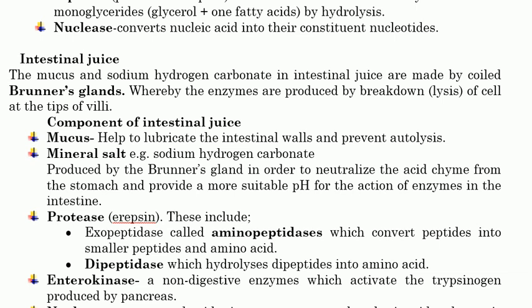Now, the second component is mineral salts, such as sodium hydrogen carbonate. They are produced by Brunner's gland in order to neutralize the acid chyme from the stomach and provide a more suitable pH for the action of the enzymes in the intestine. So mineral salts function to neutralize the acidic chyme from the stomach and provide a more suitable pH. As I told you before, digestion in the intestine takes place at a neutral pH of 7. As we discussed in biochemistry, enzyme activity is affected by the pH.